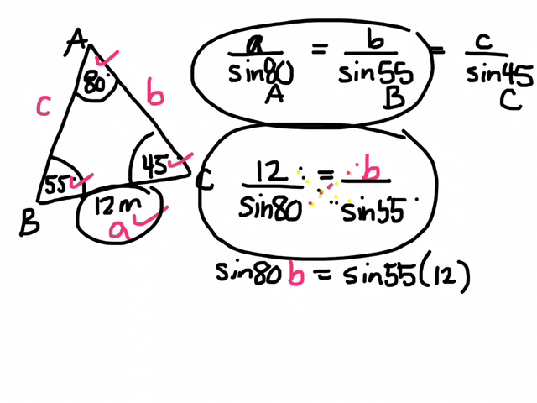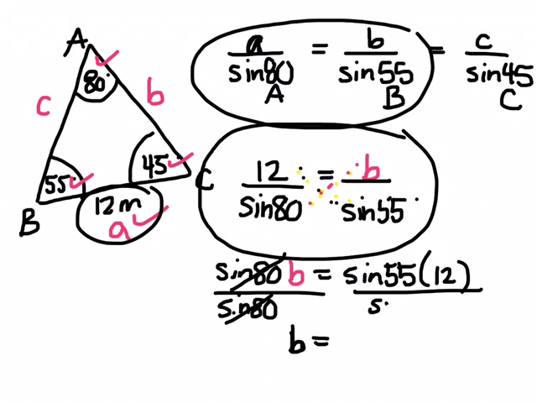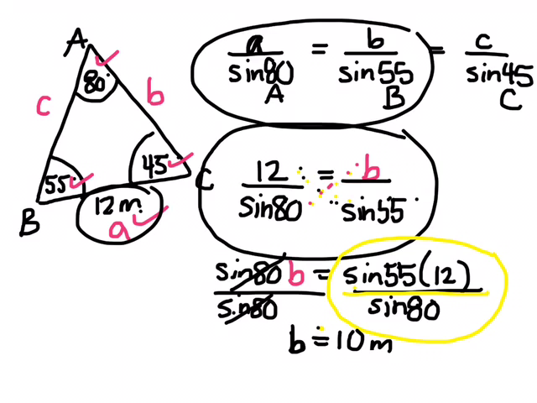What would I need to do to the left side of this equation to just have B by itself? What would I have to divide by? Sine 80. That reduces to 1, and I'm just left with B. So on the right side, I would need to divide by sine 80. I want you to do this all in one step on your calculator because you're going to get really long decimal numbers. Sine 55 times 12 divided by sine 80. If we calculate this, we get 9.98, so we'll round it off to approximately 10. What's the unit? Meters. So we just found B.